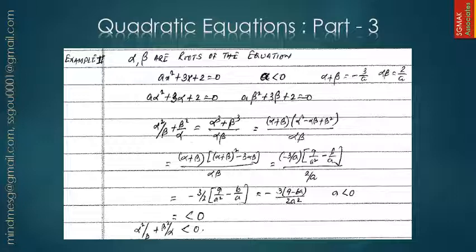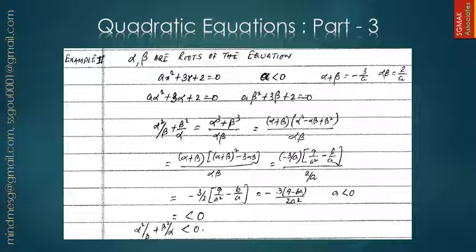And since alpha and beta are roots of the equation, individually they satisfy a alpha squared plus 3 alpha plus 2 equals 0, and a beta squared plus 3 beta plus 2 equals 0. Then you are given an expression, alpha squared over beta plus beta squared over alpha. That becomes, algebraically, alpha cubed plus beta cubed over alpha times beta.